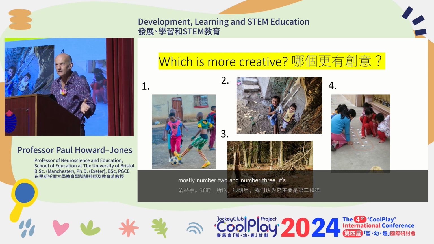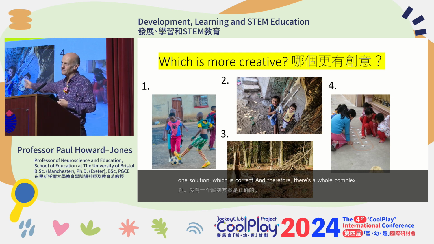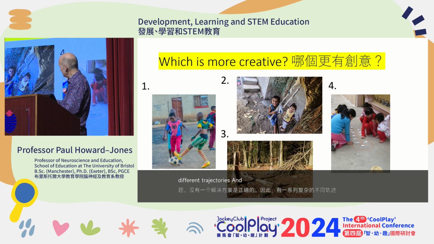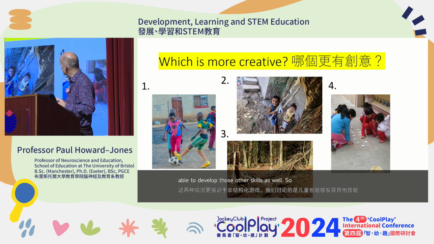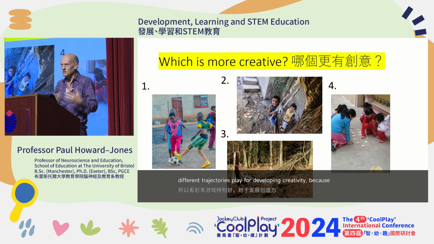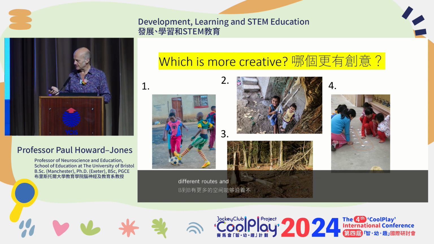It's that ill-defined problem. There's no one solution which is correct. And therefore there's a whole complex range of different trajectories. And these two situations are much closer to the unstructured play that we were talking about in terms of children being able to develop those other skills as well. So it seems that play is particularly good for developing creativity, because unlike structured formal situations, there is just more scope to be able to move down different routes and explore different avenues.